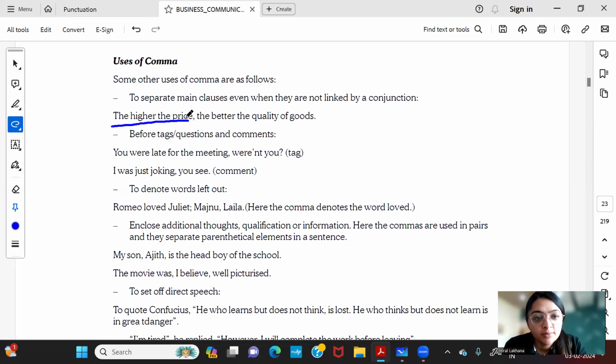The higher the price, the better will be the quality of the goods. If you could see here, there are two different clauses that are involved as a part of the same sentence. But instead of using a conjunction, we have used a comma in its place.